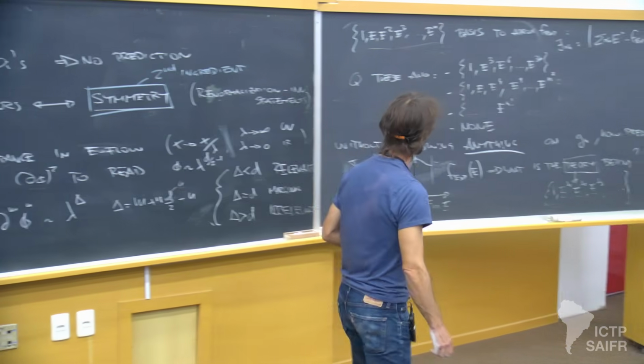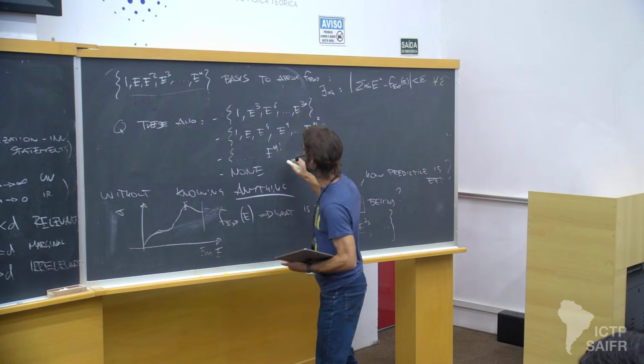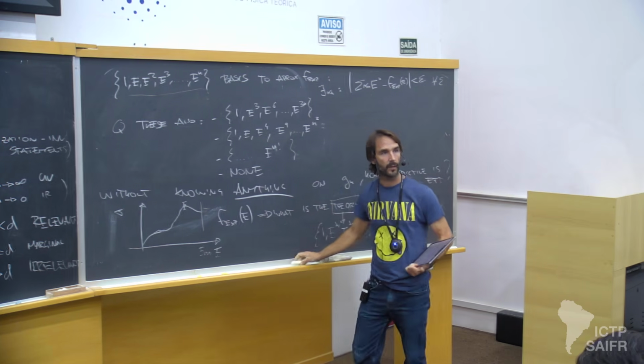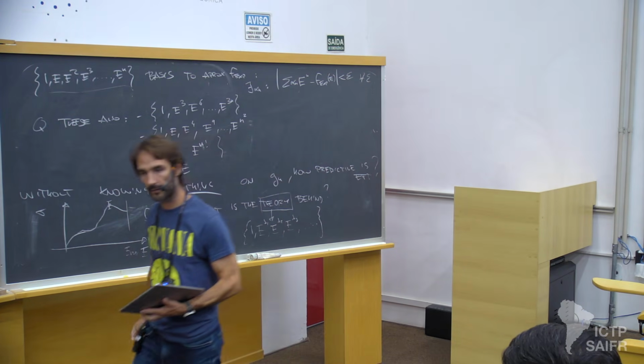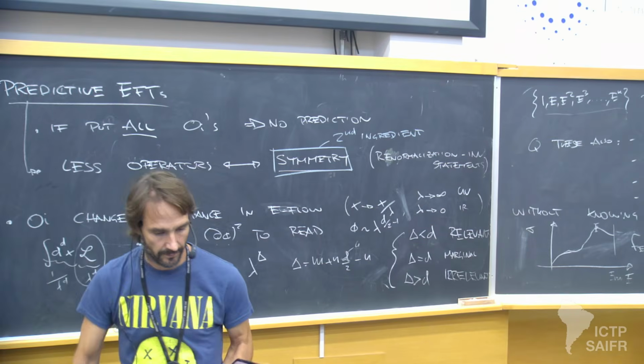The third, sorry, is e to the n factorial. Yeah, I was a bit lazy, I didn't write the whole thing. But it's e to the n factorial.